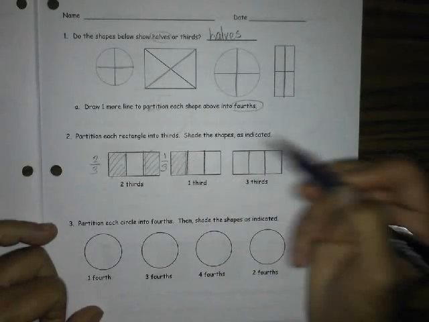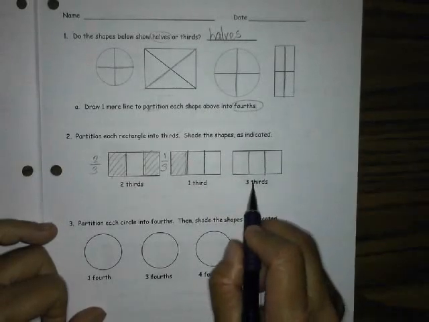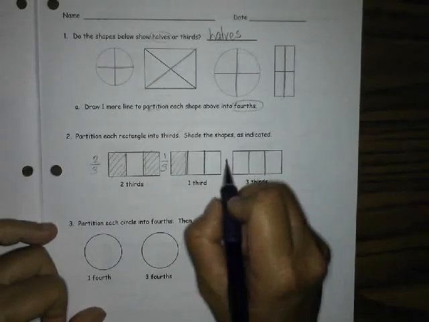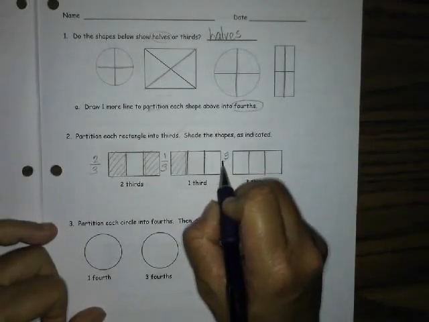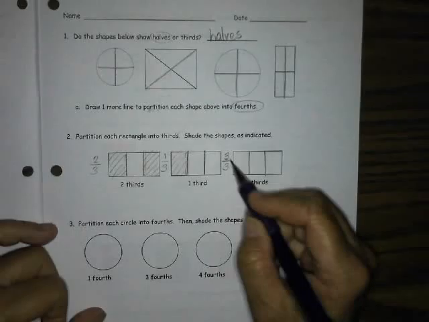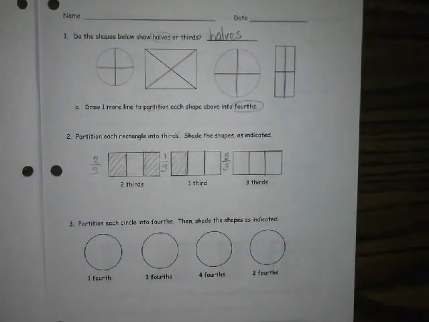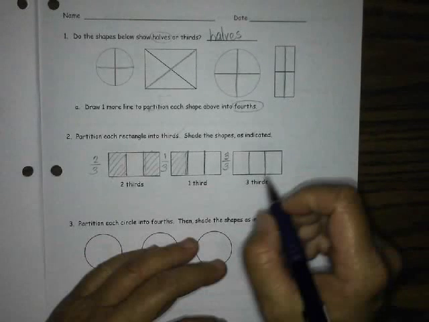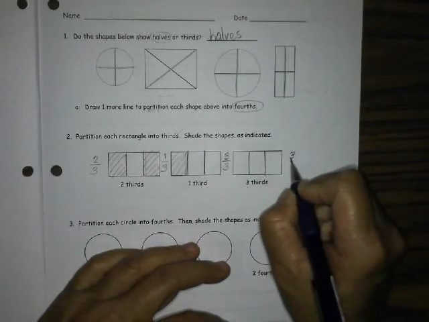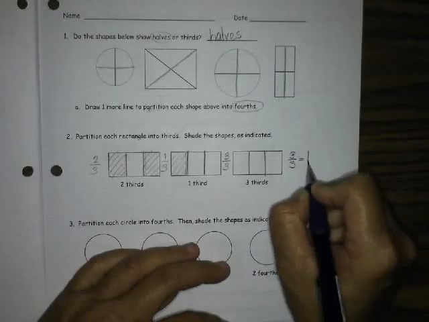And 3/3. What that looks like in number form is I'm going to shade 3 parts out of all 3 parts, which means what? How much of this shape am I going to shade? The whole thing, because 3/3 equals 1 whole. So I'm going to shade in the whole thing.